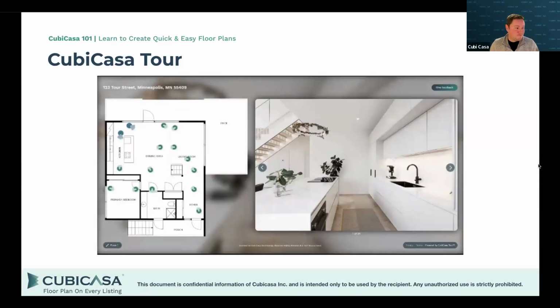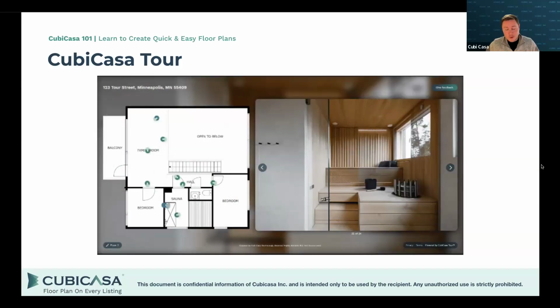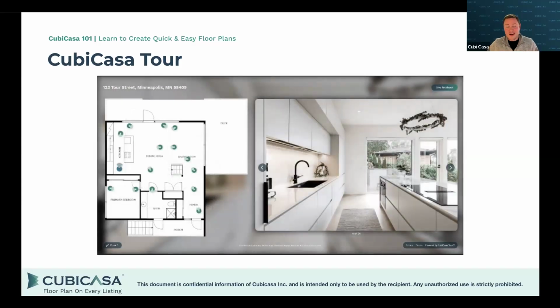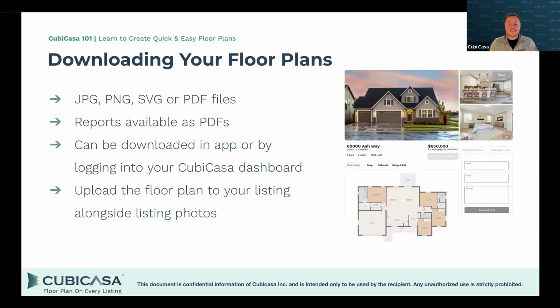So now that you have completed your scan, you've selected the different types of floor plans you want, maybe you've now created your CubiCasa tour. The next step is to download your floor plans, add them to the listing, and share them with your clients from there. You can download the floor plan images as either JPEG or PNG files. Use these to upload alongside the rest of your listing photos right into the listing, or just to share right directly with your clients. The different types of reports that we offer, like the home report or the snapshots report, will both be available as PDFs.